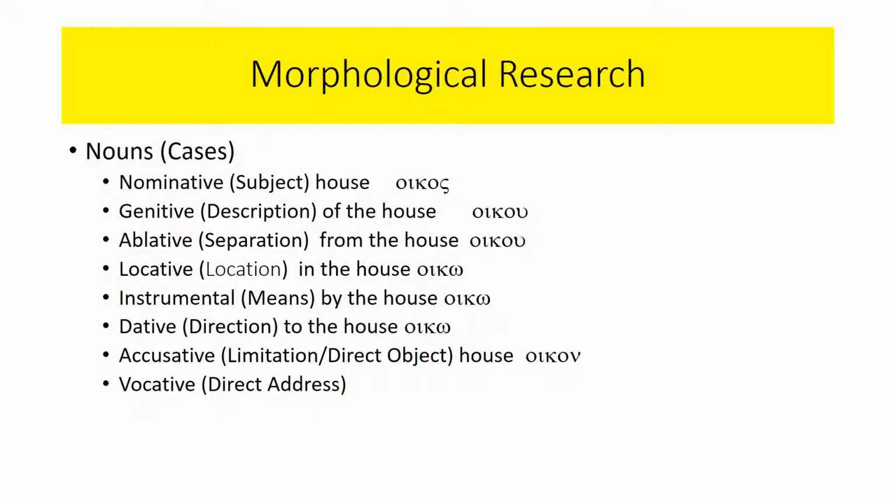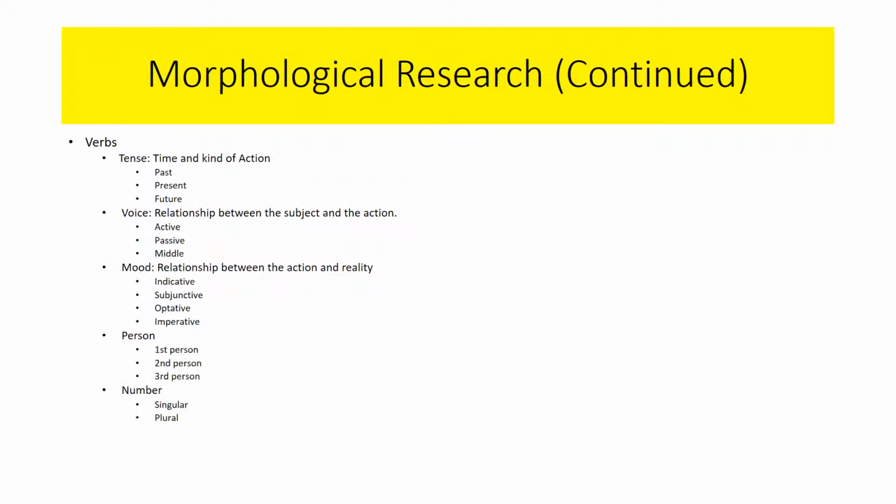Not only do nouns change, but verbs change also. So in verbs, we have a change, and the verbs change in five ways: tense, voice, mood, person, and number. In the tense, we're talking about time and action. So a verb can be either past, present, or future. A verb in the past, like looked, is looked. Present is looking. Future is shall look.